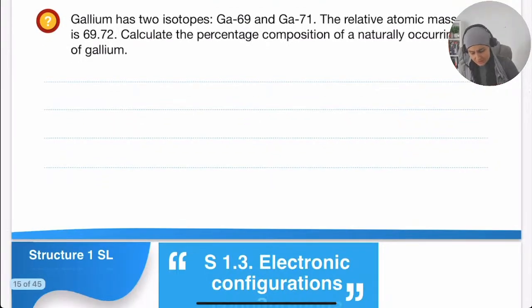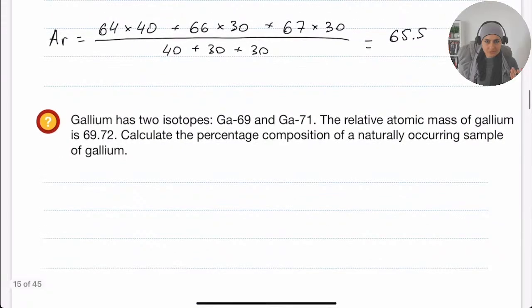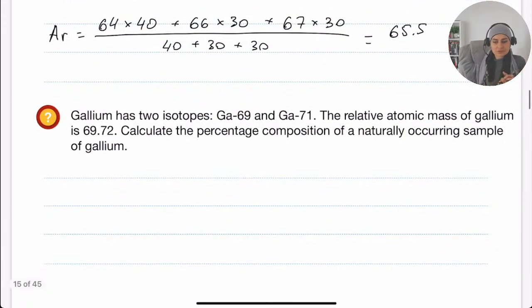Gallium has two isotopes, 69 and 71. The relative atomic mass of gallium is 69.72. And we're asked to calculate the percentage composition of a naturally occurring sample of gallium. So this is like a reverse task. Yeah, so you're now given the relative atomic mass. I'll just give you time to read this. So you're given the relative atomic mass and you're asked to find the abundance.